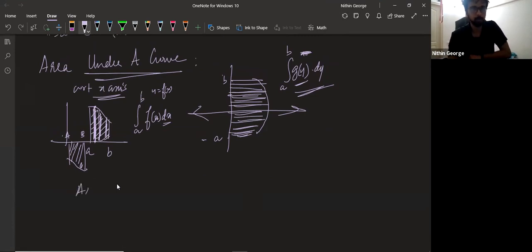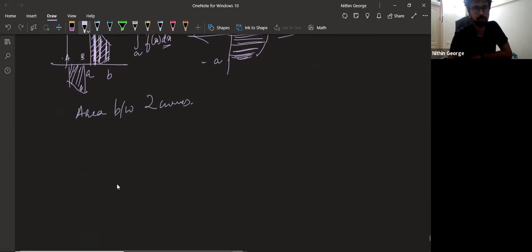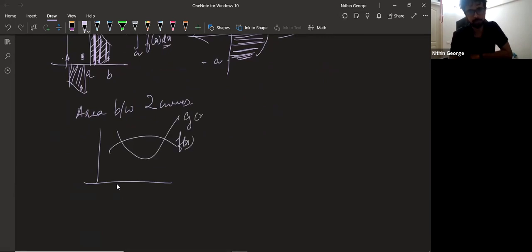Now, area between two curves, suppose. So you have y equal to f of x and y equal to g of x. This is g of x. How do you find the area between these two curves? What would you do here? You find the points of intersection first, call them A and B. And then what do you do? You integrate.